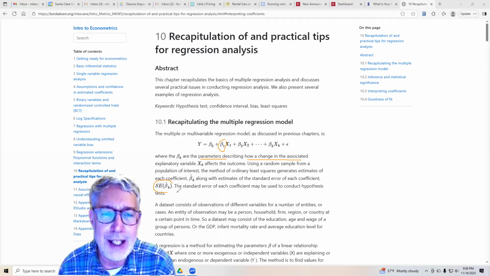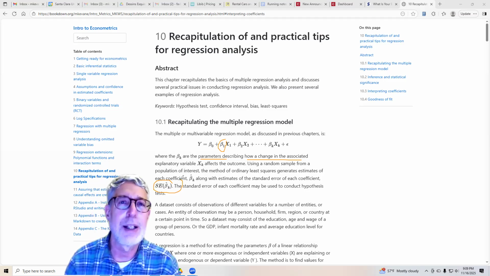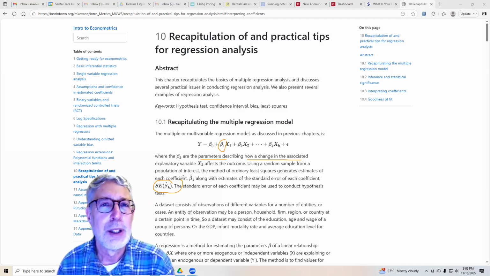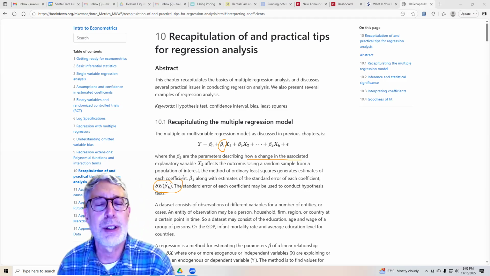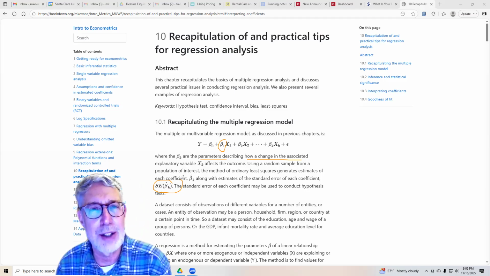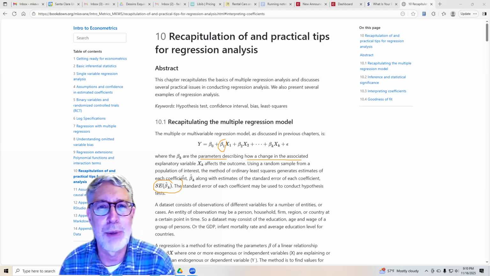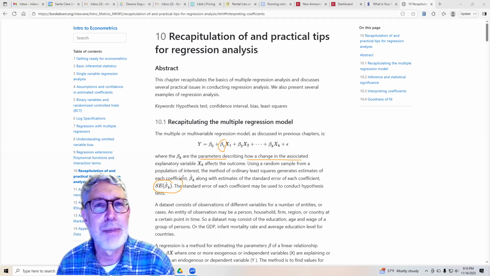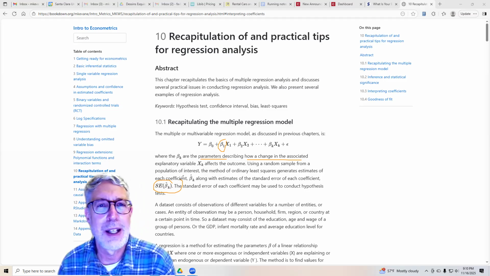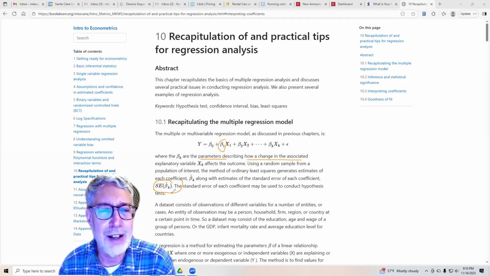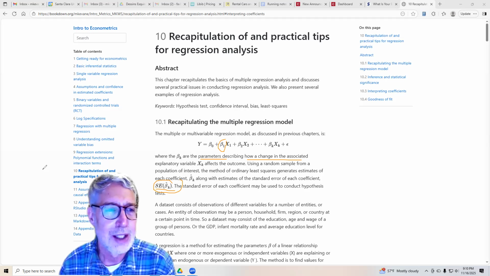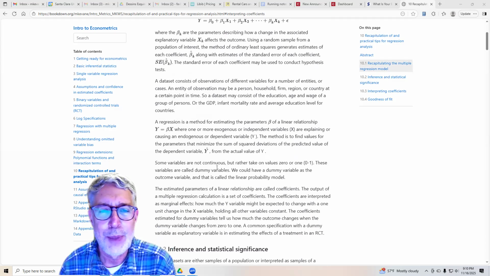Every beta will have a standard error, so we'll recognize that the sample is one of many samples that could be drawn. So our estimates of these parameters, beta 1, beta 2, beta 3, beta k, should be seen as random variables. They'll have variation, and our estimate of the variation itself we'll call the standard error of beta k, which then allows us to conduct hypothesis tests. So let's continue on down.